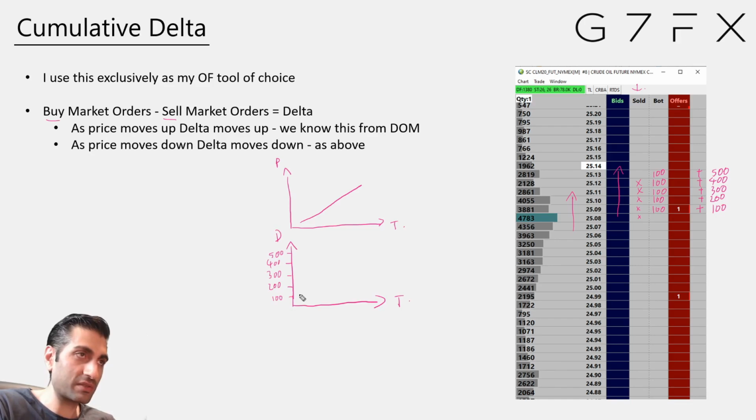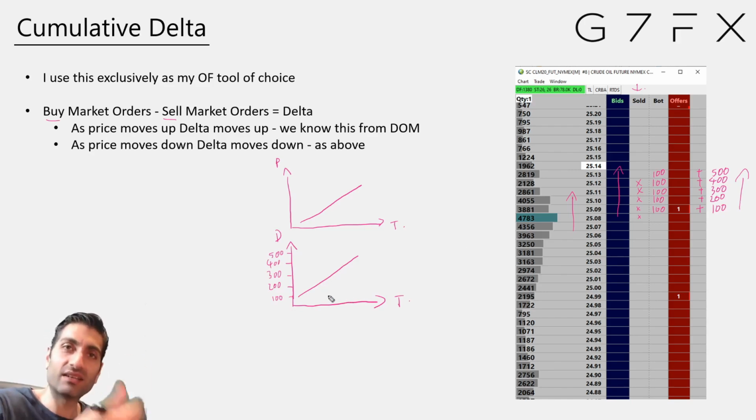I'm not going to mark the price. And here, would you agree? All we've done is delta's just gone up. Look, 100, 200, 300, 400, 500. You've seen this a million times on the depth of market. Okay, so delta's going up. And this is cumulative delta, because obviously if we had 100, 100, it would just be a flat line. It doesn't make any sense.